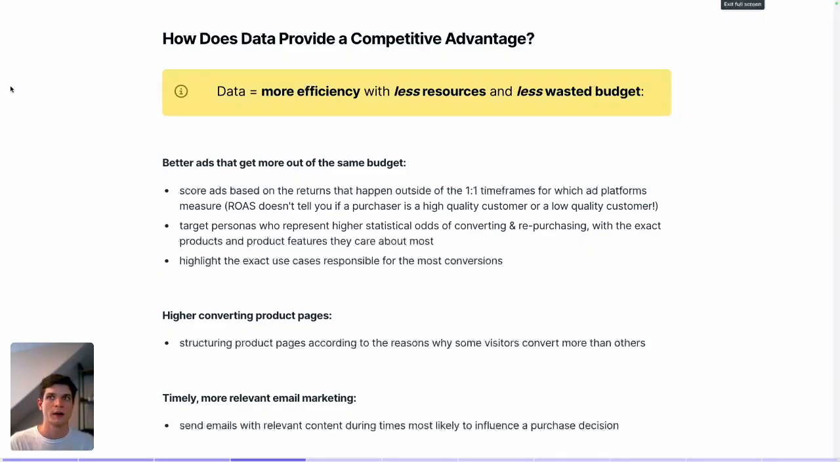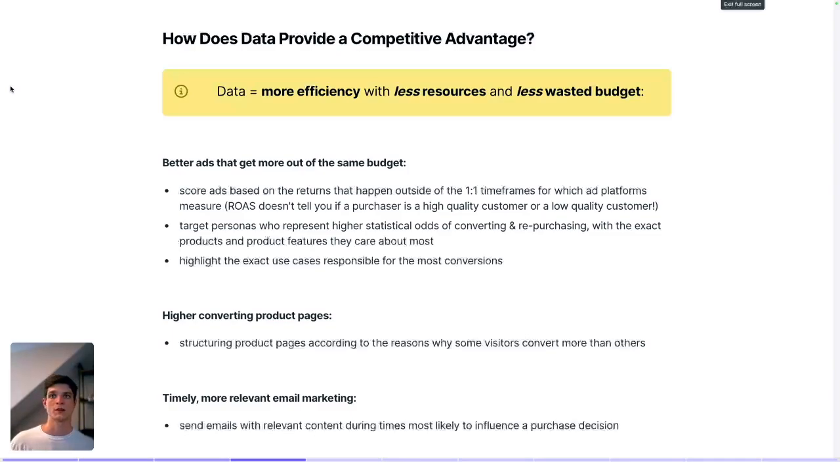Data also works to improve ads because it allows you to identify and target personas who have the highest statistical odds of converting and repurchasing with the exact product specs and features that they care about most, they being the highest quality audience. It also allows you to highlight the exact use cases that are responsible for the most conversions. So different people use products for different reasons. Depending on what they're looking to use the product for, they'll convert more or less than others. Data also works to improve conversions across product pages because it keys you into how to format and structure product pages based on the reasons and product features that lead to more conversions.